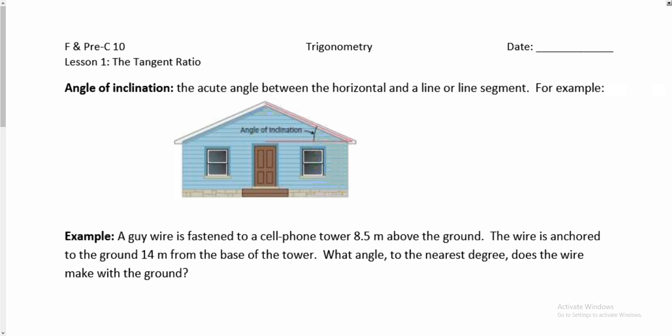Our angle of inclination is the acute angle between the horizontal and a line segment, this being horizontal, and this being my line segment. Definitely does not connect, but you get the idea.